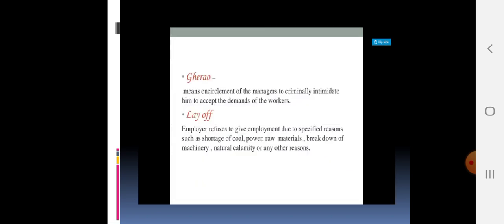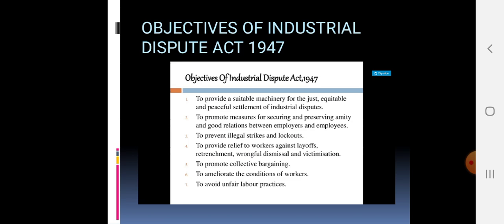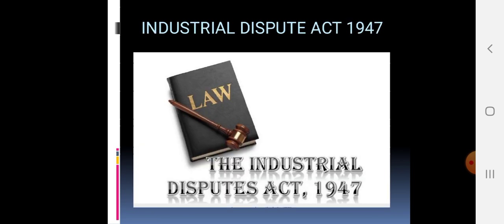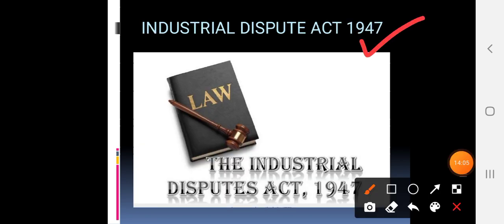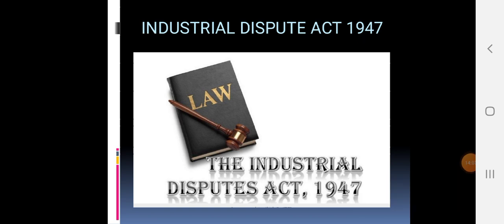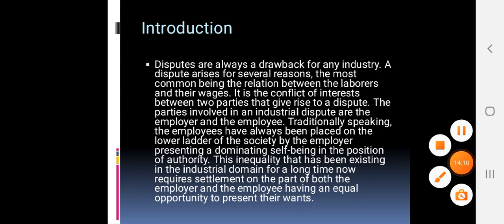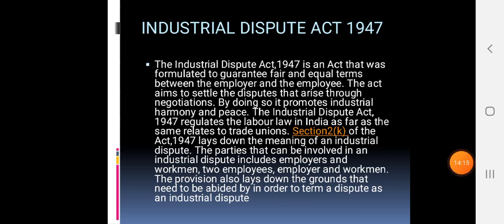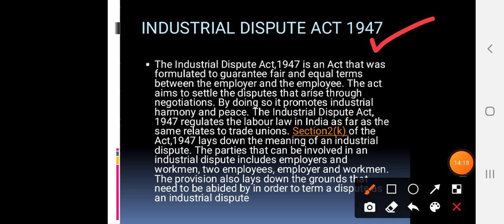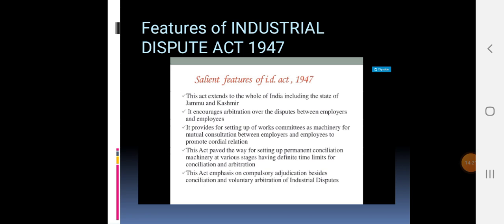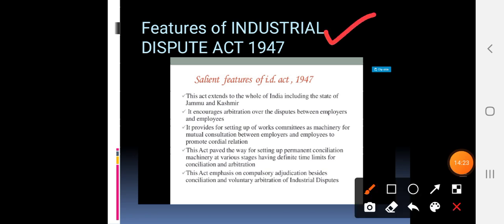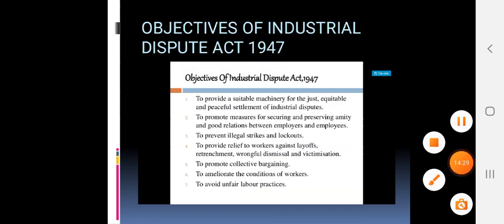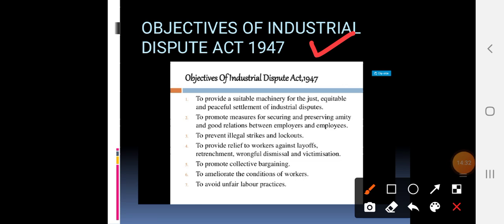So this is what we have discussed in today's class. I'll just brief it out. That is industrial disputes. We have discussed the Industrial Disputes Act 1947. We started with an introduction to this topic. Then we discussed this particular act's definition. Then we discussed the salient features of the Industrial Disputes Act 1947. Then we discussed the different objectives of the Industrial Disputes Act 1947.